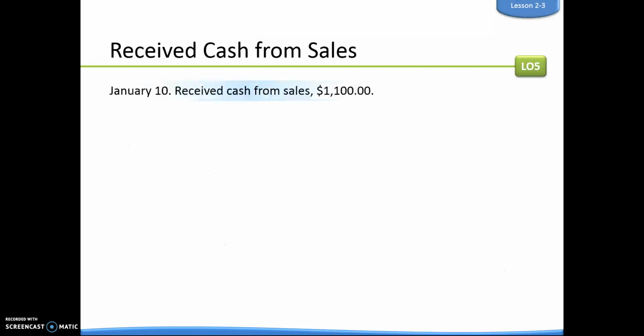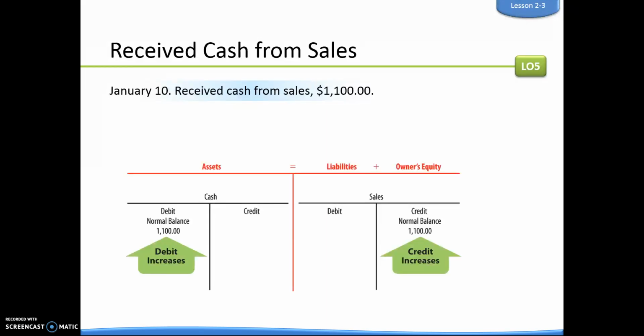So let's look at the transaction. It says that on January 10th, we received cash from sales of $1,100. Again, we're going to go back to our 4 questions and ask which of our accounts are affected. We have 2 accounts. One is cash and one is sales. Note that sales again is an owner's equity account. We aren't going to be keeping track of all of these in our capital account because that's just going to get to be too many transactions. So we want to keep them separate.